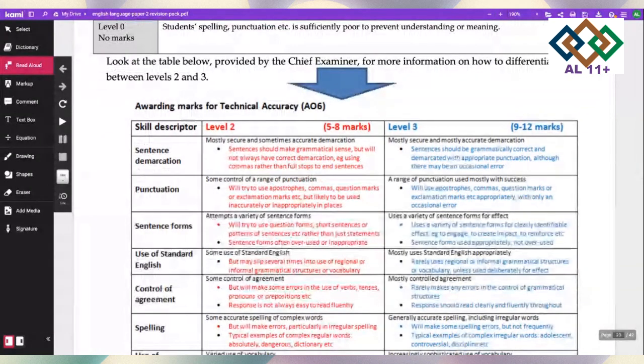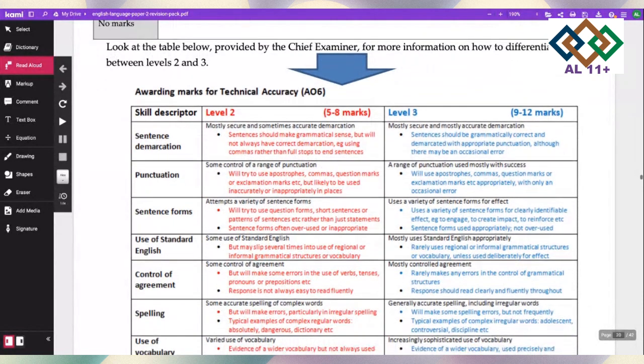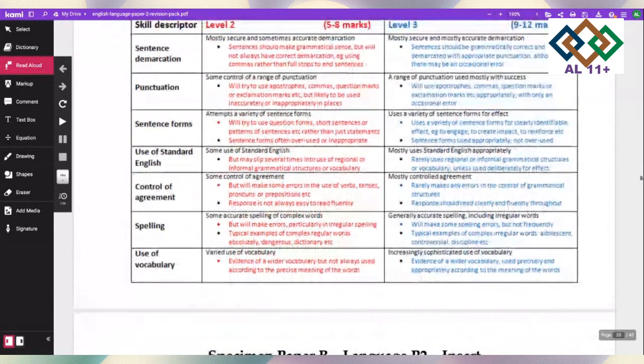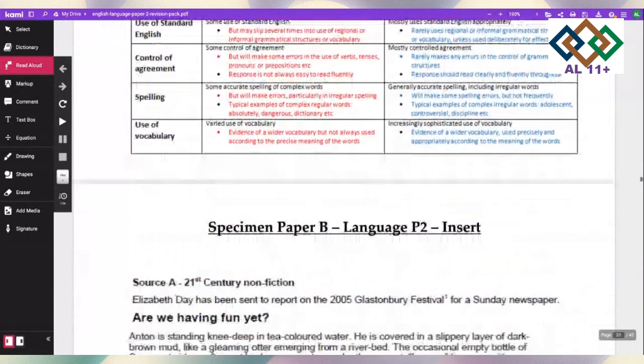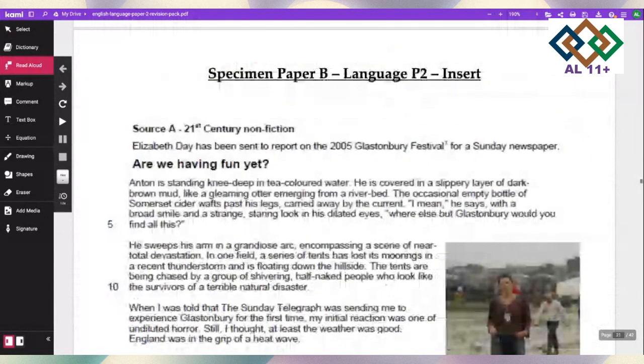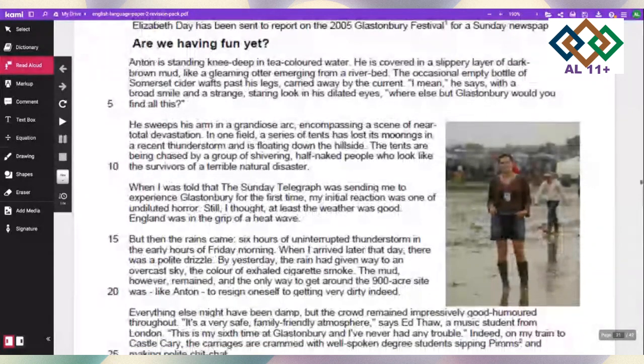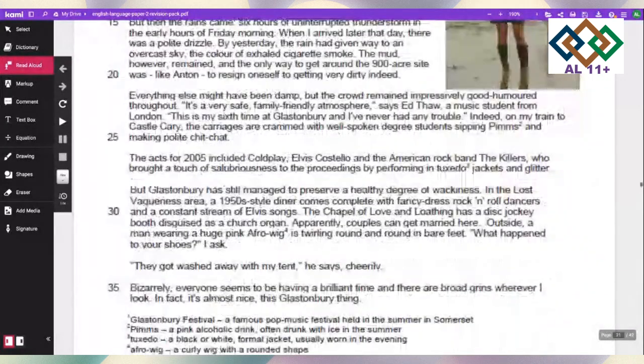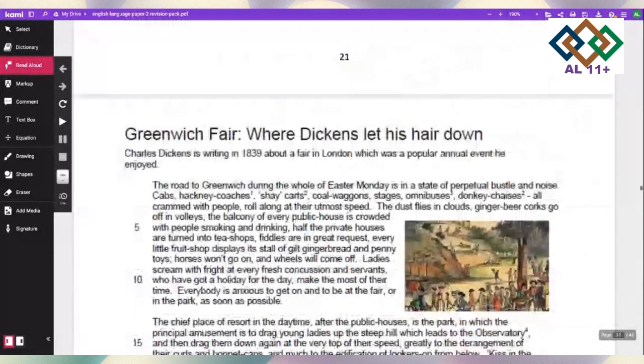So this is the table provided by the chief examiner, with more information on how to differentiate between level 2 and level 3. This is what they said you should be including in both of them. So this is Spencer's paper B. You would have seen this paper now.